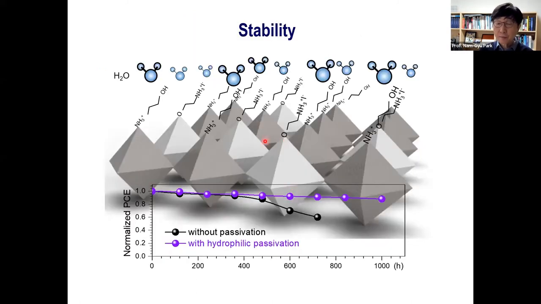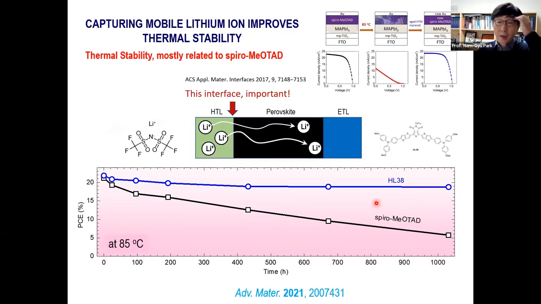Therefore, by doing this, with the strong interaction with the perovskite surface, we found that those kinds of passivation interlayers can protect the perovskite layer well from moisture. And then we show better, improved long-term stability as compared to without the passivation process.